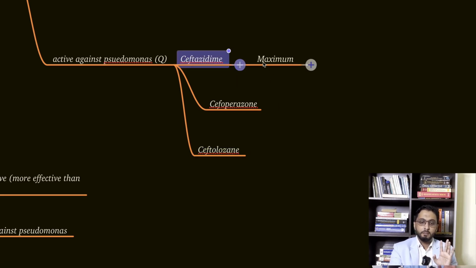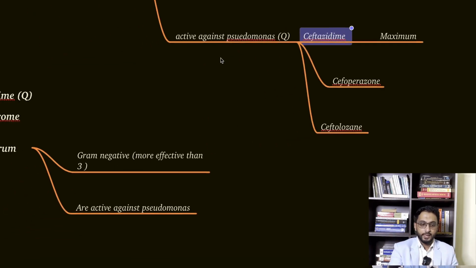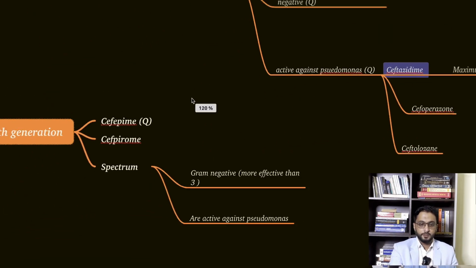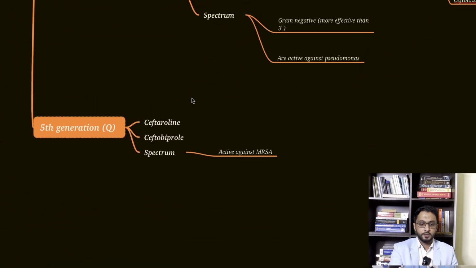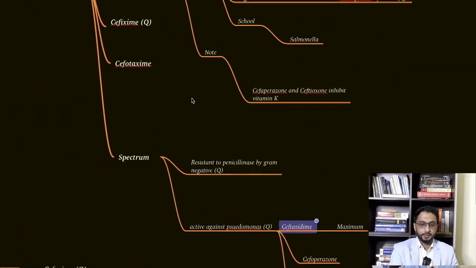The maximum anti-pseudomonal action is ceftazidime, which is third generation. Just know that ceftazidime has the maximum anti-pseudomonal action. That will be sufficient. So that was the first to fifth generation agents, and all the details have been covered.